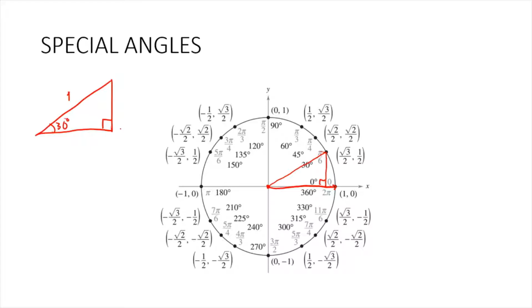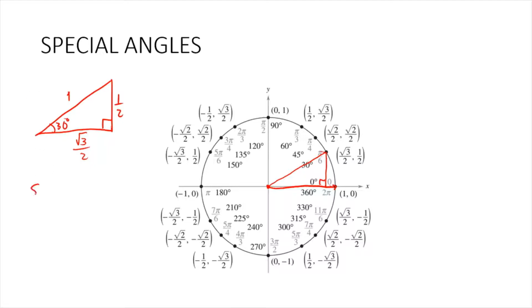The length of this side is equivalent to the y component of the ordered pair, and the y component in this case is 1/2. So this is 1/2. This side here, the base of the right triangle, has a length equal to the x component of the ordered pair. So that's square root of 3 over 2. So first, let's determine the value of the sine function of 30 degrees.